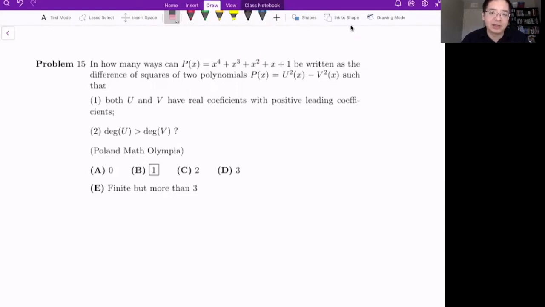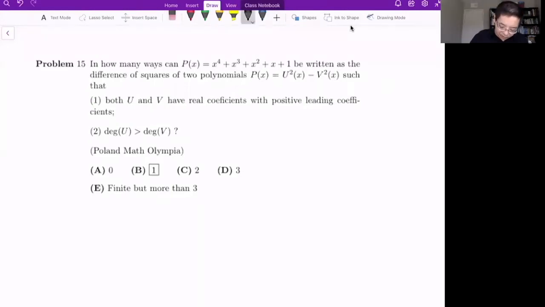polynomials u(x) and v(x), their coefficients are all real numbers, the coefficient of the leading term is positive, and also the degrees are different. Obviously, the degree of u should be bigger than the degree of v. Based on this, it's clear the degree of u(x) has to be 2, so that when you take the square, you get the x to the 4. And then the degree of v(x) is at most 1. It could happen that it's just a constant term, but we cannot rule that out in the first place.